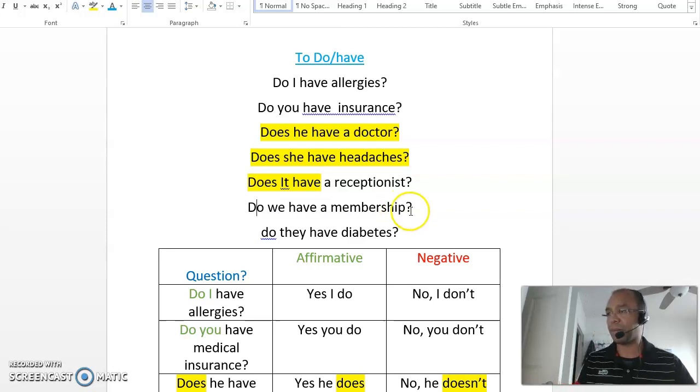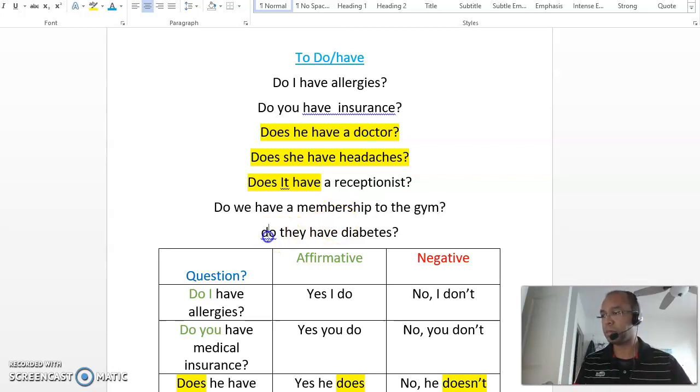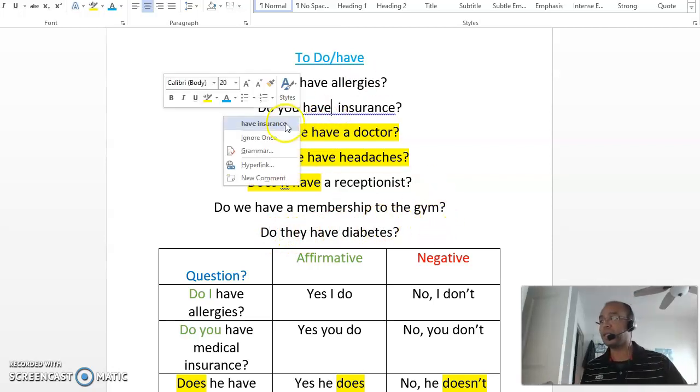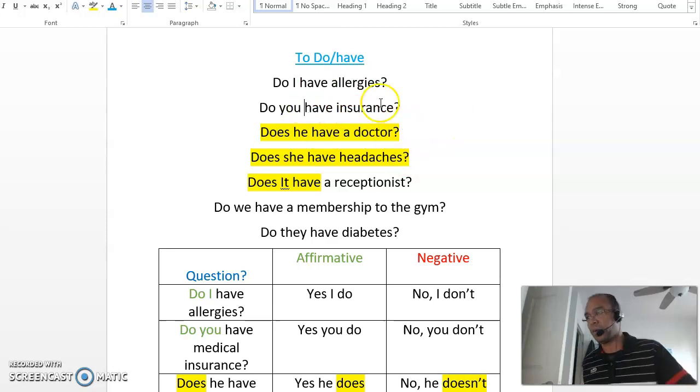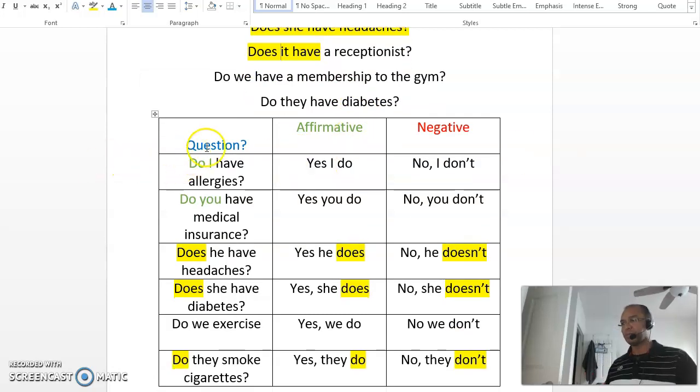Do we have a membership to the gym to work out? Do they have diabetes? So this is how you formulate questions. You bring the "do" before the pronoun, right? This one has to also be changed to lowercase. So this is pretty much the questions.